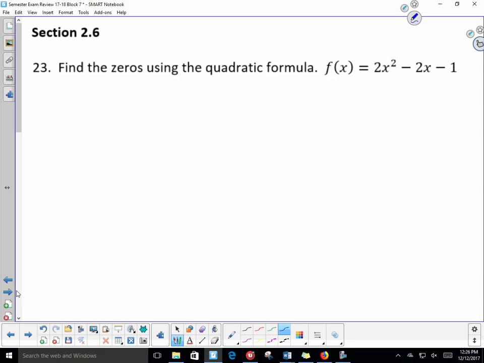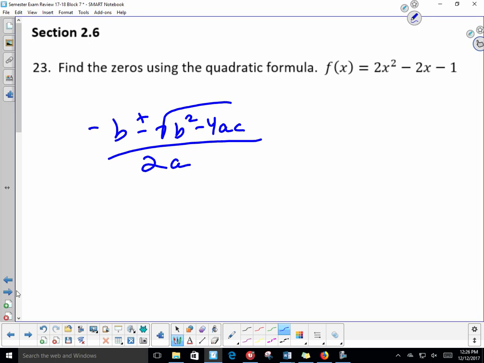Okay, now we're going to do quadratic formula. And who remembers the quadratic formula? Bella? -b plus or minus the square root of b squared minus 4 times a times c over 2a. So that's the quadratic formula. And so then I know my A, my B, and my C, yes? So then when I substitute in, what do I get, Lauren?